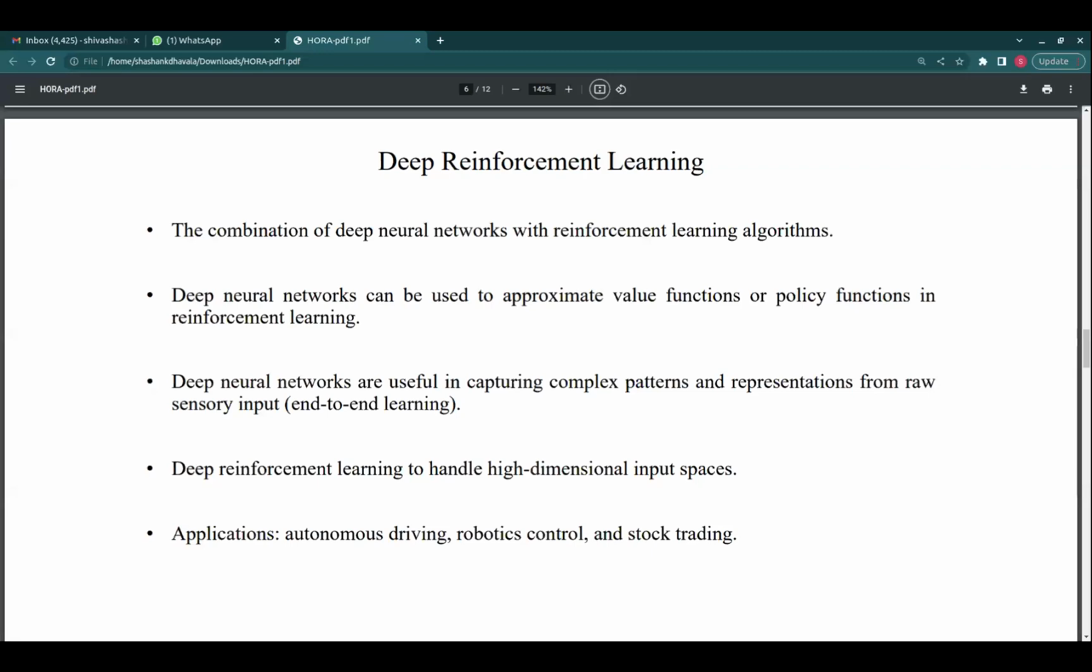Because deep neural networks in RL can enable end-to-end learning. That is, we can skip the intermediate step of feature engineering and learn directly from raw sensory input, give it to the network and get a feedback. Based on that, we can tell the system whether or not it is the right action to do. So like I mentioned, deep reinforcement learning can be used to handle high dimensional input spaces.